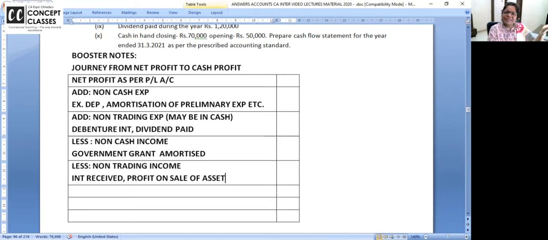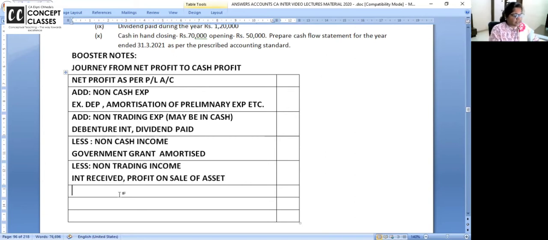What does that mean then? That's why I am typing and making you write in your booster notes, because when you write booster notes, trust me, you write the note in your mind also. So non-trading income, profit on sale of furniture, 2 rupees you have credited in P&L account, and that 2 rupees has affected your net profit. But then you don't want to write it. You followed my point? So deduct it.